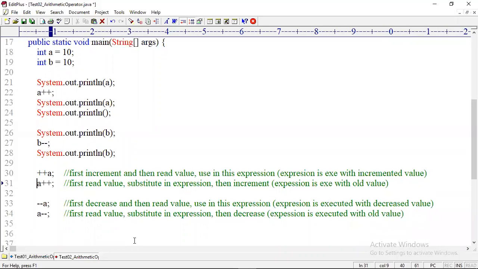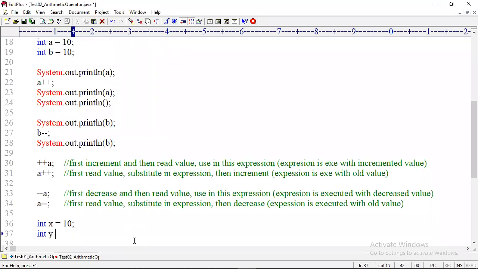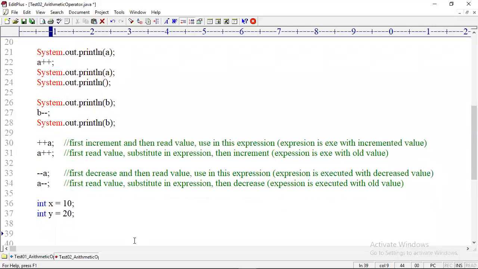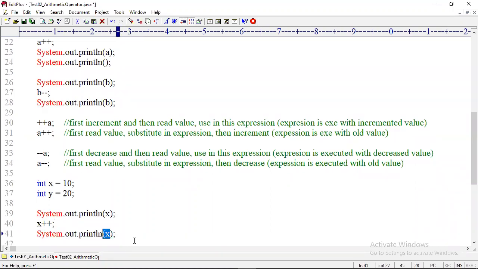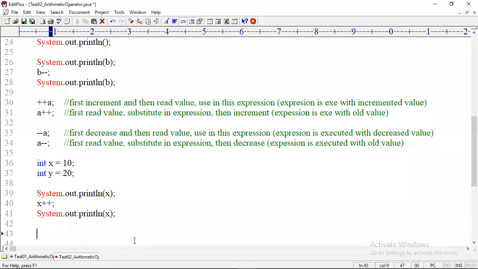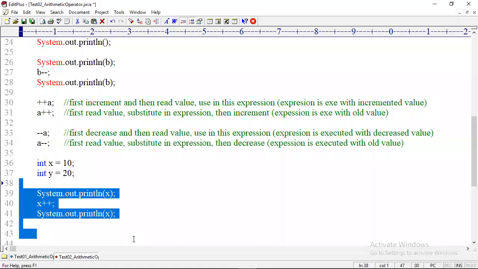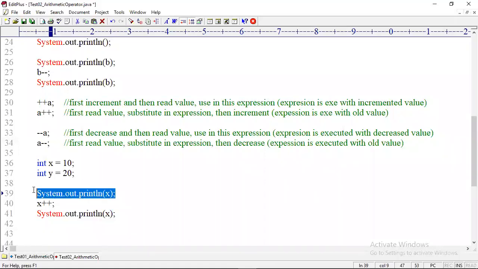Okay. All right. Now I want you to answer. I'm just leaving those statements as they are. I'm taking other new variables. int x = 10; int y = 20; Now I'm writing System.out.println(x), and then I'm writing x++, and then System.out.println(x). First you tell me what output you'll get here. What is the first x value?